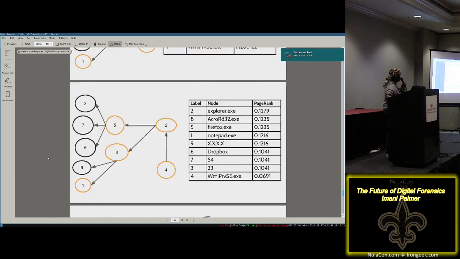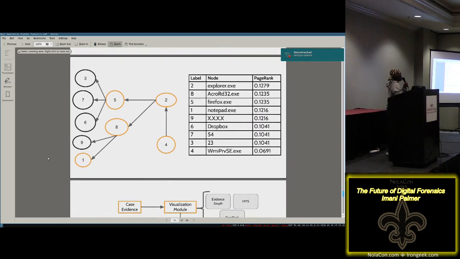Even better, I have PageRank. PageRank just shows me Adobe, Firefox, Notepad, everything. So I already have a ranking of evidence provided to me, provided to my examiner, so they know where to look at before anything ever happened.